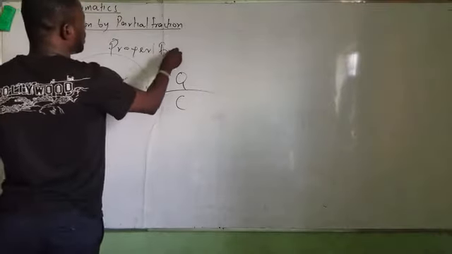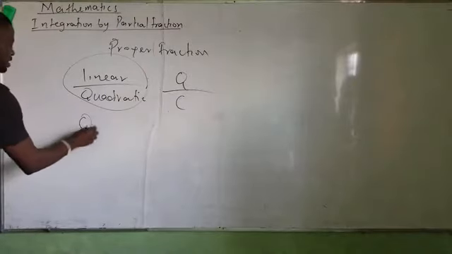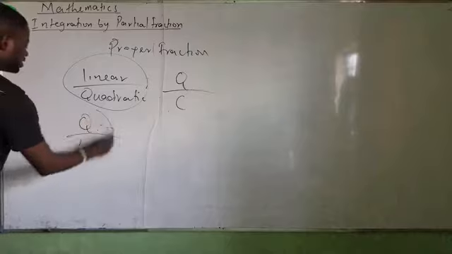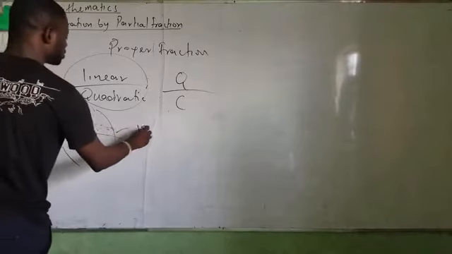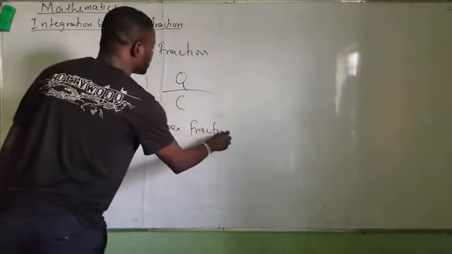But when the story changes, and we have quadratic, let me use quadratic all over linear, this is known as an improper fraction. Improper fraction. That is what we are talking about.